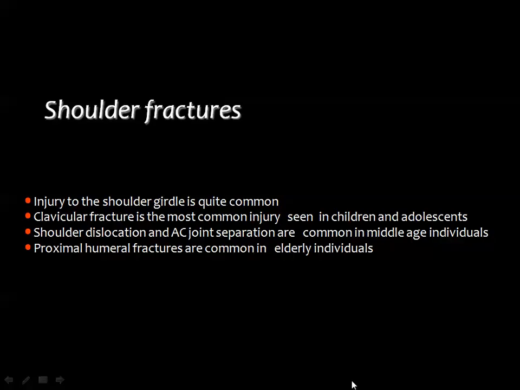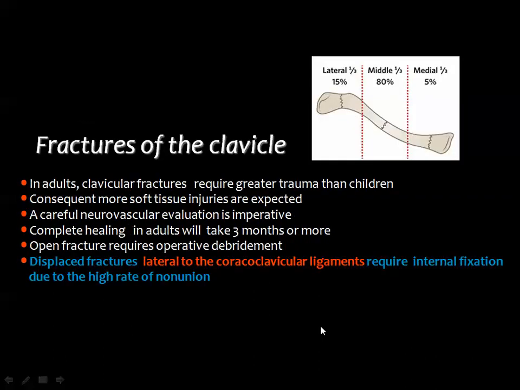Then we came to the injuries of the shoulder, and here we have three main lesions: lesions of the clavicle, lesions of the acromioclavicular joint, and involvement of the shoulder joint itself. Clavicular fractures are classified into three types. The most common type is that involving the middle third of the clavicle, less common the lateral third, and least common affecting the medial third.